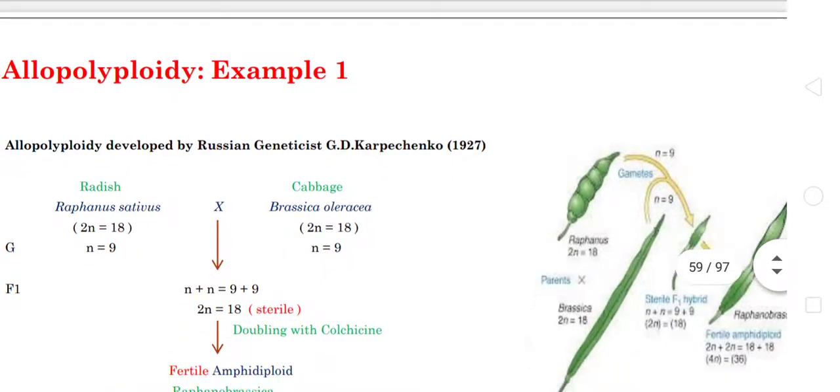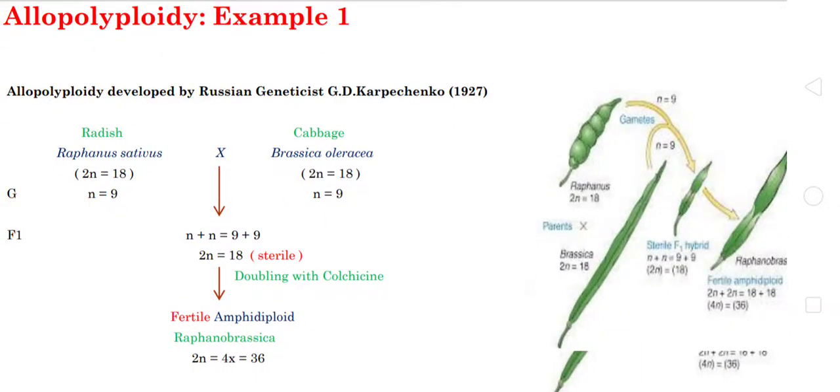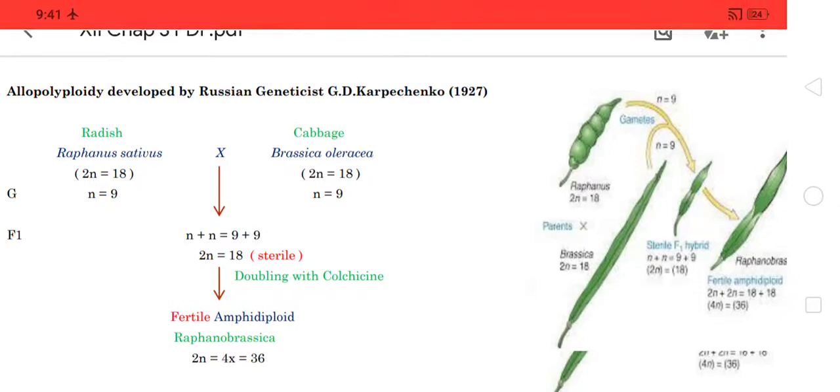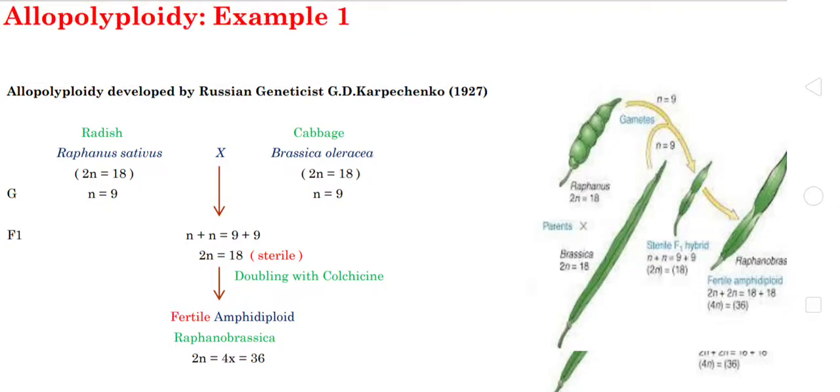Let's see the 2 examples given here. Allopolyploidy, the first experiment, was done by a Russian geneticist named Karpechenko in the year 1927. What he did is, he crossed the radish plant with the cabbage. The botanical name of radish is Raphanus sativus, and cabbage is Brassica oleracea. Both types of plants have the same number of chromosomes, 18. When these were crossed, he obtained a sterile F1 hybrid.